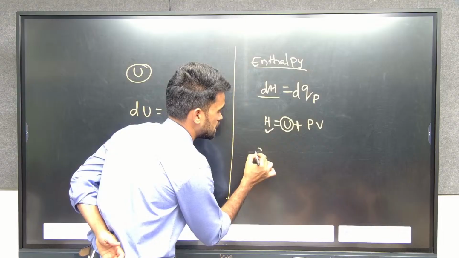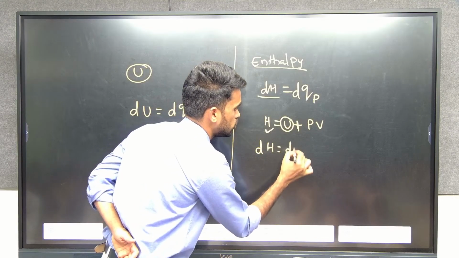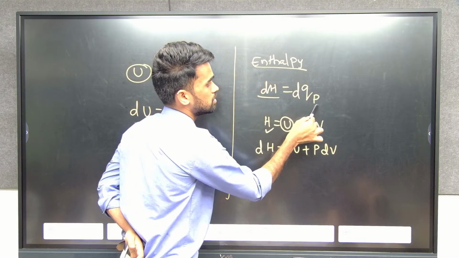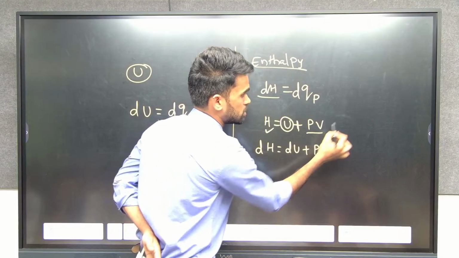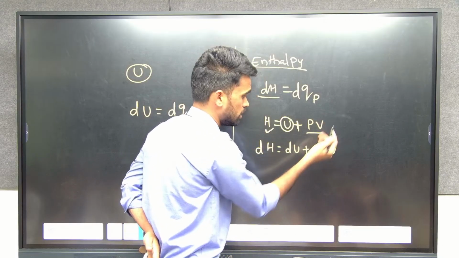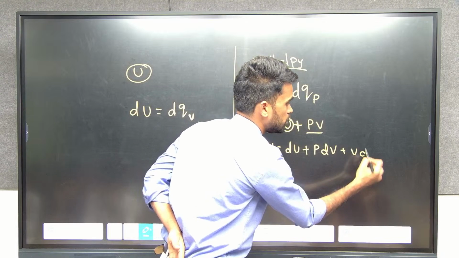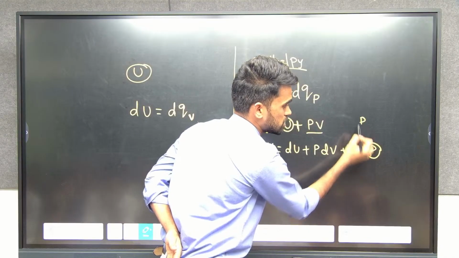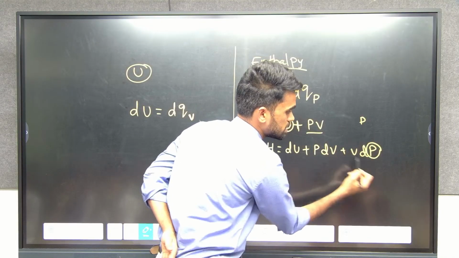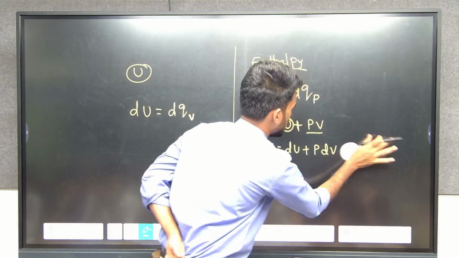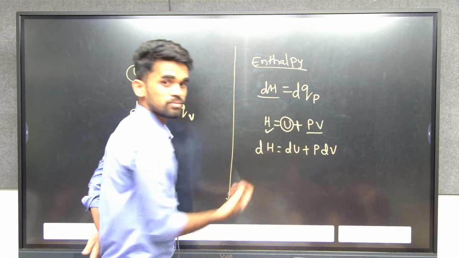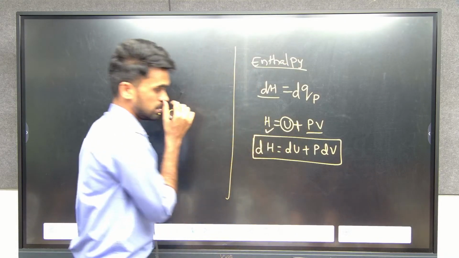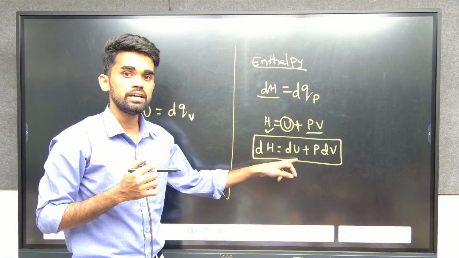So now here you just differentiate this: dH equals du plus PdV. Okay, so what is constant here? Pressure. See, if I differentiate this PV formula, you will get PdV plus VdP. But what is constant? Pressure. If pressure is constant, change in pressure will be 0. So this second term becomes 0. So you can simply use dH equals du plus PdV, this is the final relation between enthalpy and internal energy.